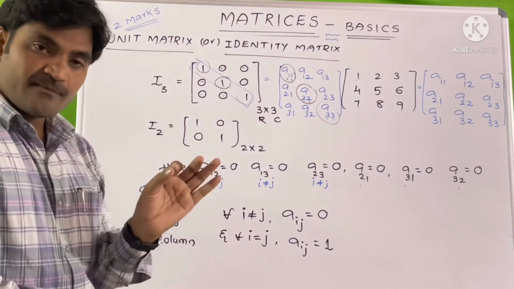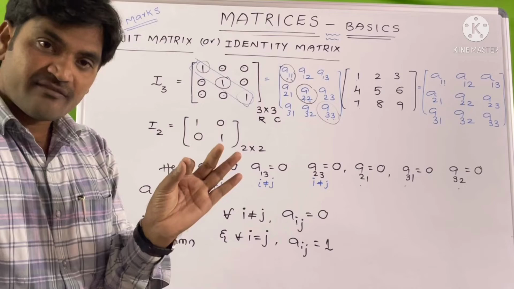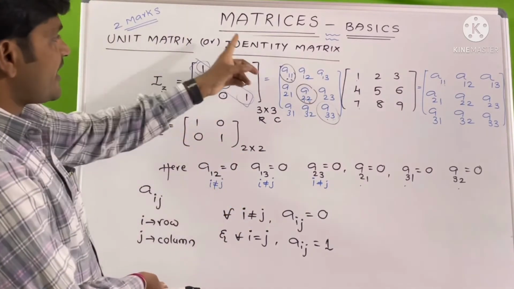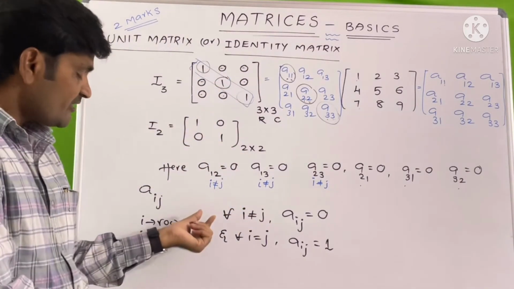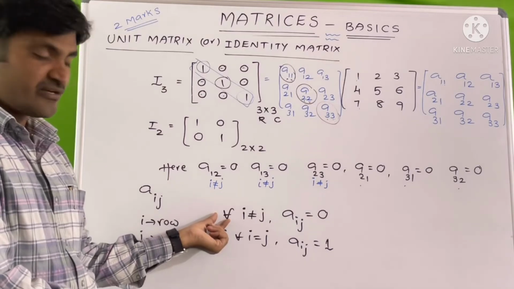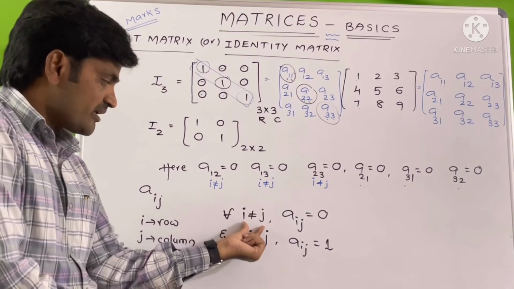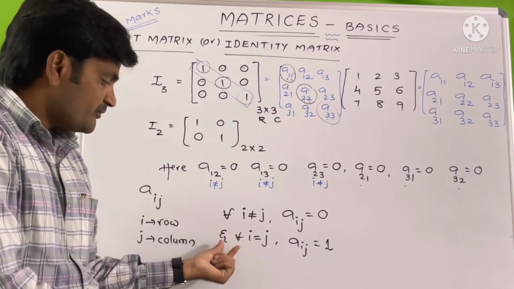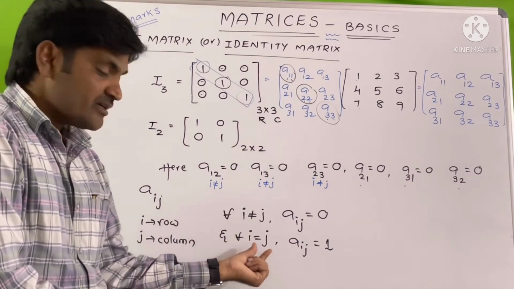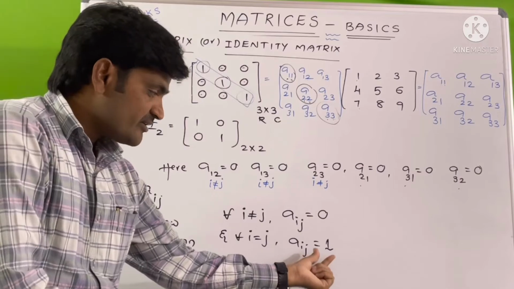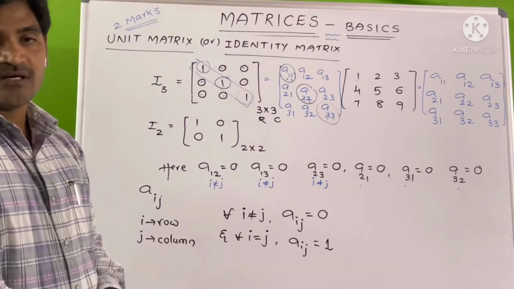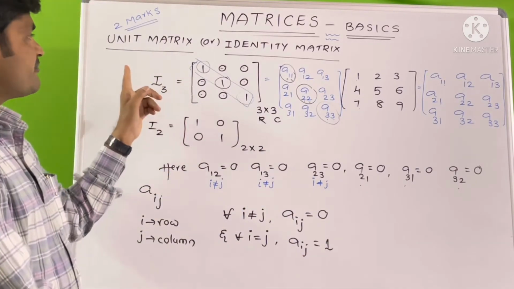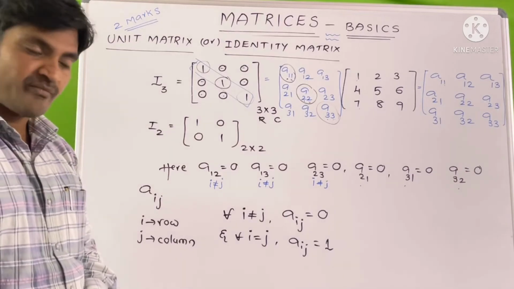Next, the mathematical definition of unit matrix or identity matrix is: for all i not equal to j, then aij value is 0. If i equals j, that element aij value is 1. That is called the definition of the unit matrix or identity matrix.